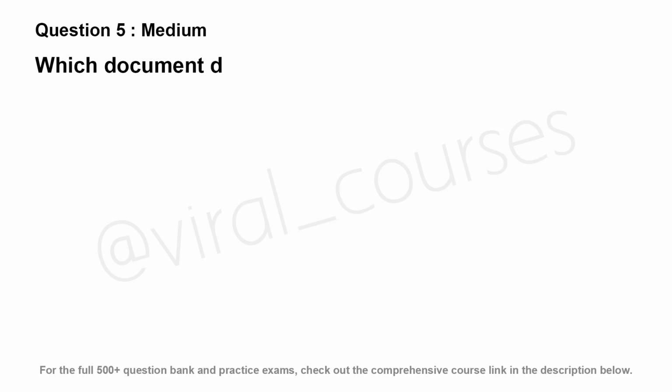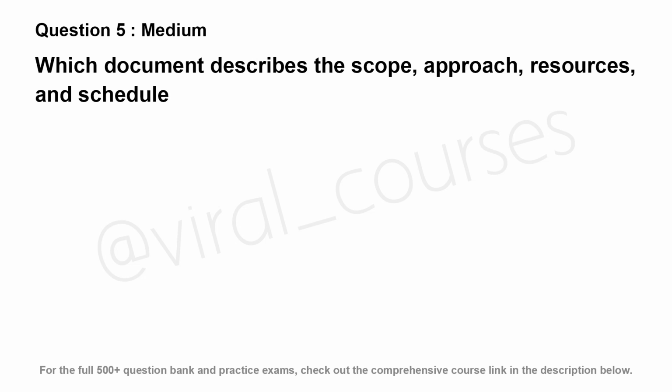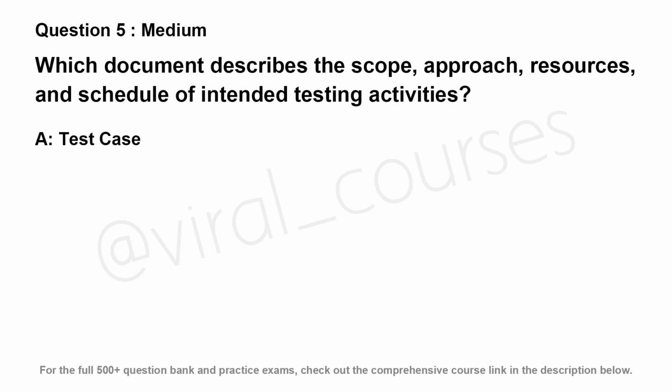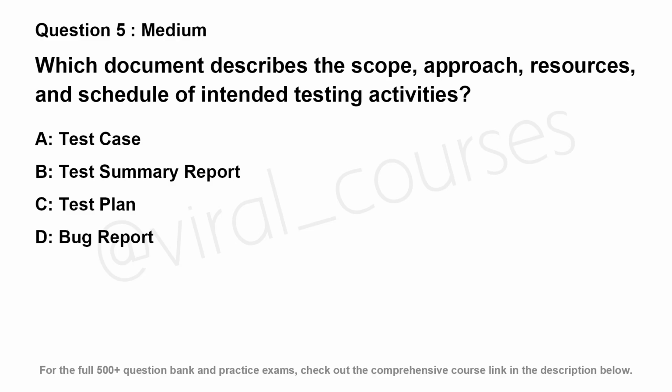Which document describes the scope, approach, resources, and schedule of intended testing activities? Option A, test case. Option B, test summary report. Option C, test plan. Option D, bug report.